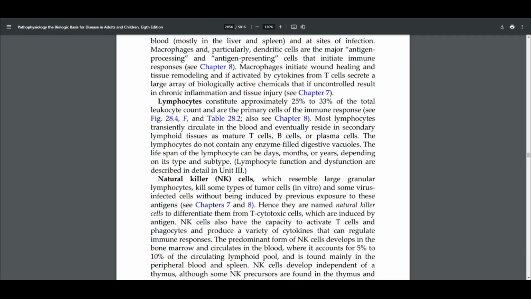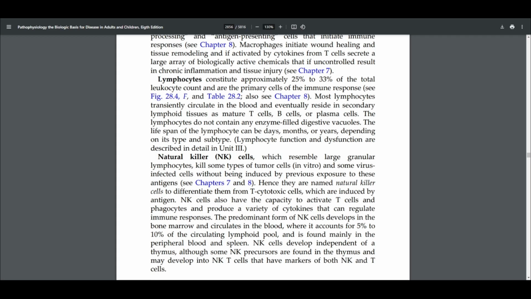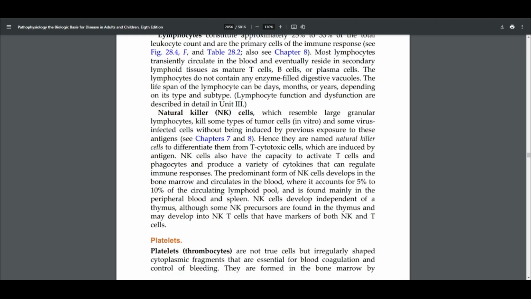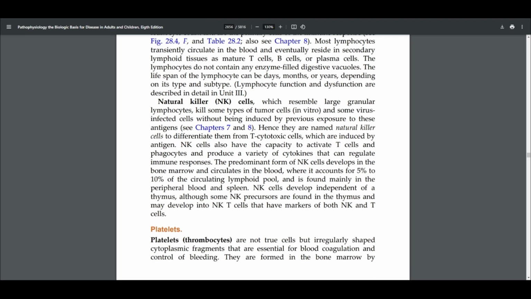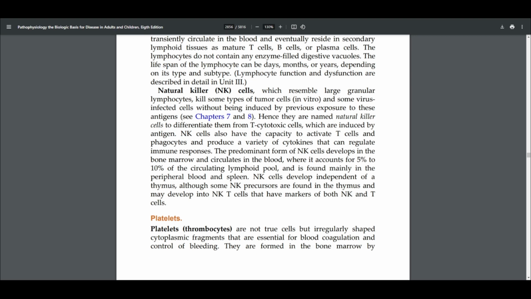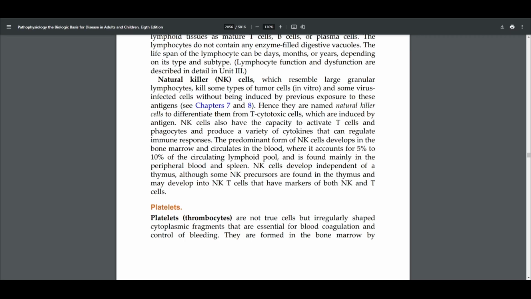Natural killer cells, which resemble large granular lymphocytes, kill some types of tumor cells in vitro and some virus-infected cells without being induced by previous exposure to these antigens. Hence, they are named natural killer cells to differentiate them from the T cytotoxic cells, which are induced by an antigen. Natural killer cells also have the capacity to activate T cells and phagocytes, and produce a variety of cytokines that can regulate immune responses.